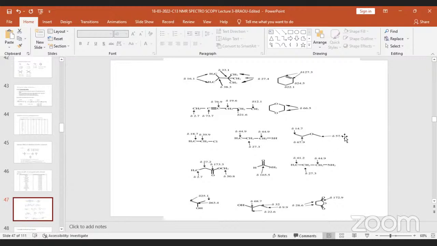You have to assign. So 57.6 cannot be this terminal one because the carbon which is attached to oxygen will be downfield. Here, this also you compare. I told you terminal and internal. Terminal is always slightly upfield than the internal one. See here 57.6, here it is 67.9, like that.